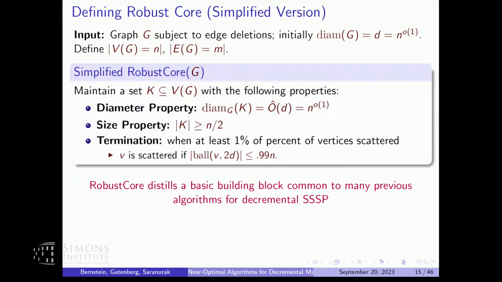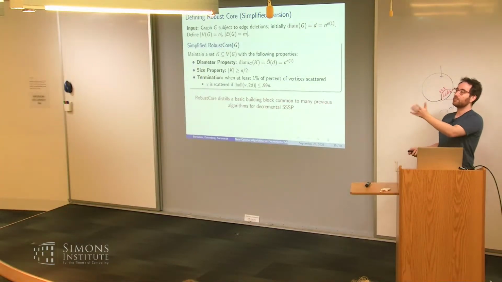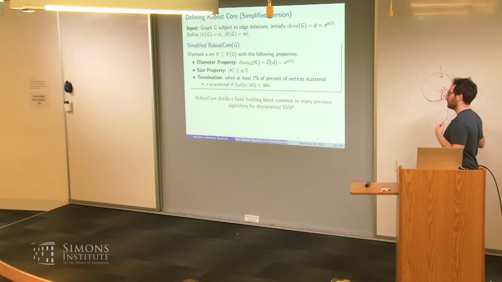The reason I bring up this problem is because I think that it basically distills a building block that's common to many of the previous algorithms. They don't define a problem like robust core, and they're usually doing something more complicated. So you might not see it this way. But I think in essence, they all have to, in one way or another, implicitly solve this problem, because they're all breaking up the graph into low diameter balls. And at the end of the day, you have to keep track of, is this ball still low diameter? Or do I have to throw it away and recompute because it's decomposed like this?